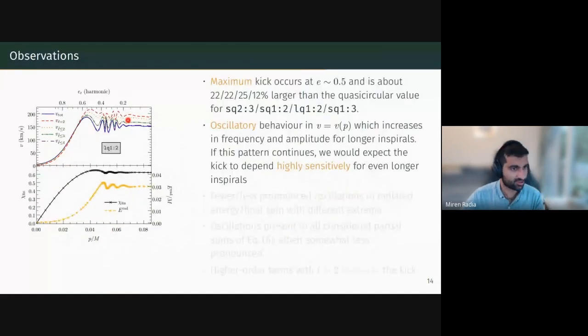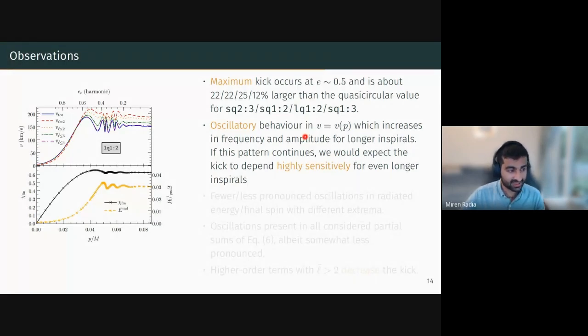I'll summarize them here. The maximum kick occurs at eccentricity 0.5, and it's about 22 to 25% larger for the more equal mass ratios, and about 12% larger for the most unequal mass ratios. We get this oscillatory behavior in V as a function of P, where P is our tangential momentum of the initial binary black hole.